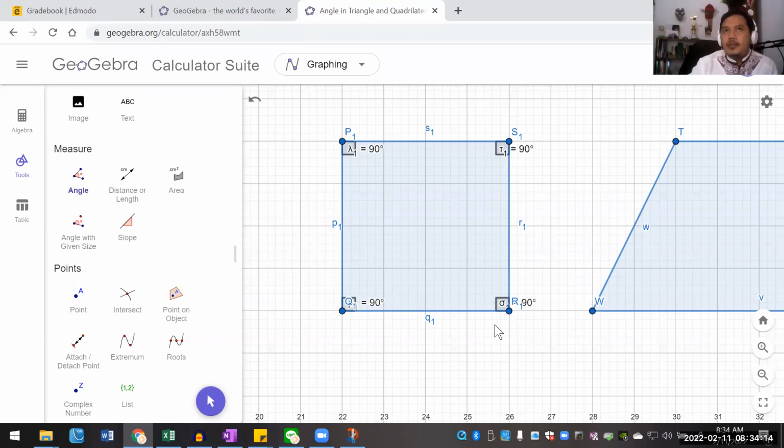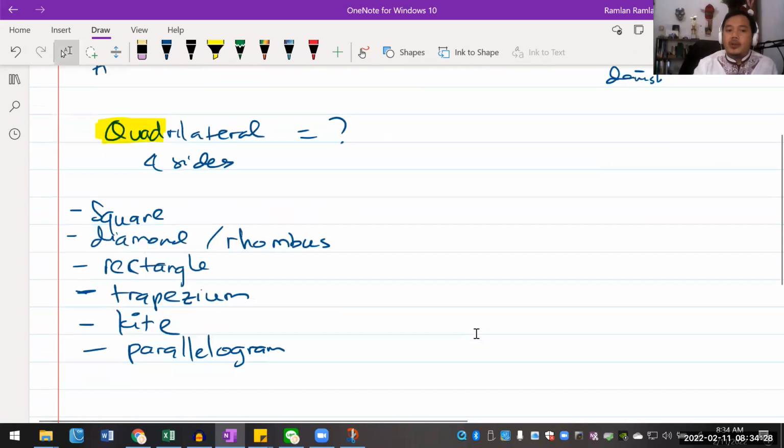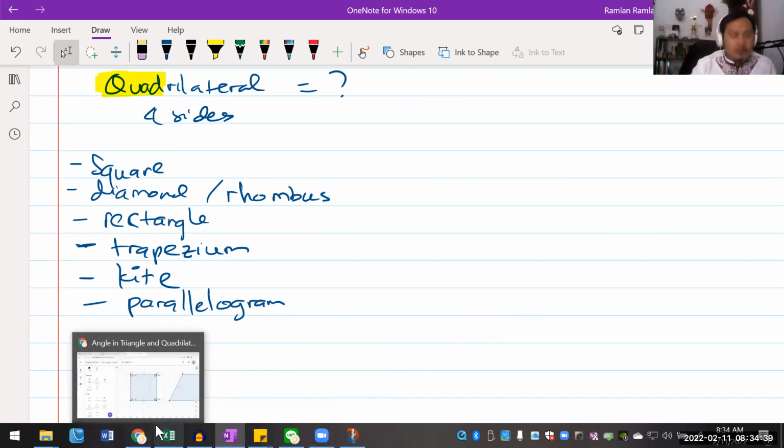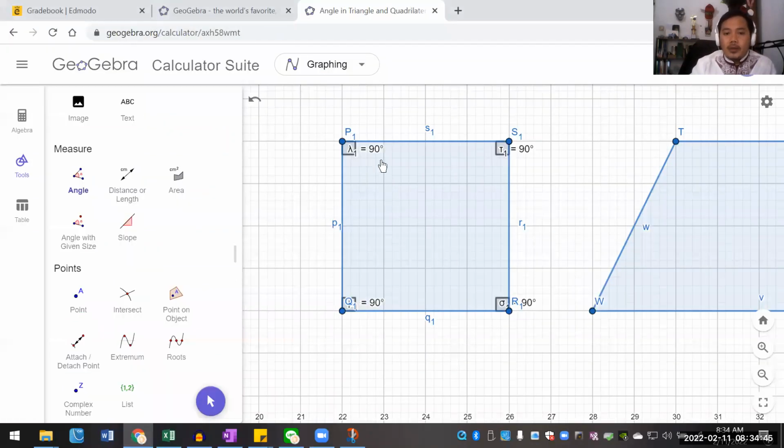Okay, so again, I'm going to ask you to use the calculator with me. Previously in the triangle, we learned that the sum of the angles of a triangle is 180 degrees. But what if we have a quadrilateral, like a square, rhombus, rectangle, trapezium, kite, and parallelogram? Will it be 180 degrees or will it be another number? Okay, so now I would like you to check using the calculator. If you want to do it manually, it's okay. If all of these angles are 90 degrees, what is the sum of the angles in this square? 360. 360.